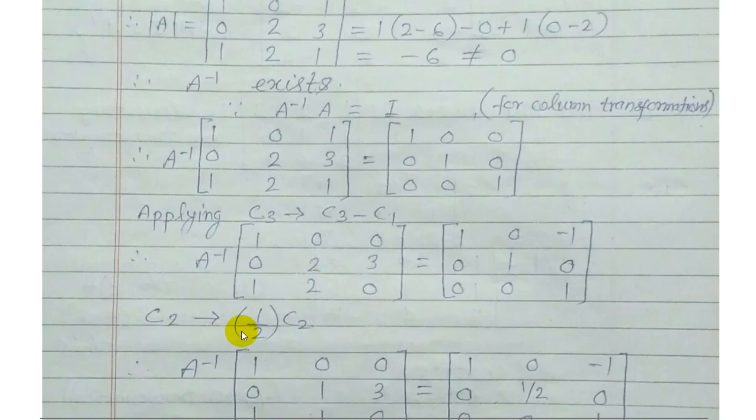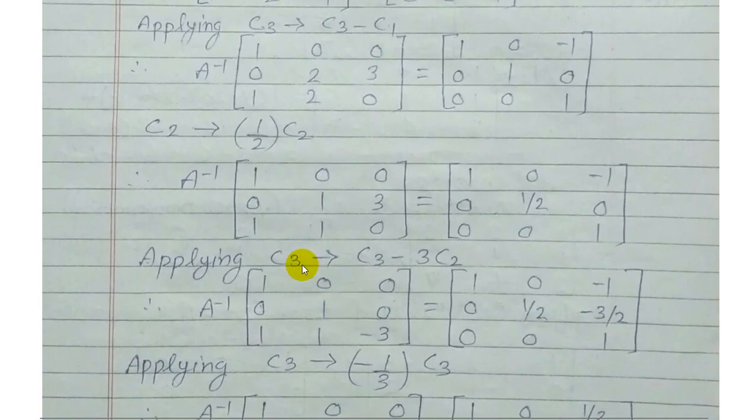C2 changes to half of C2, means dividing by 2 in column 2. This is column 2, this one is column 2. So dividing by 2 in C2, on both sides. So what we get here, therefore A inverse equals 1, 0, 1, no change in first column and no change in third column.